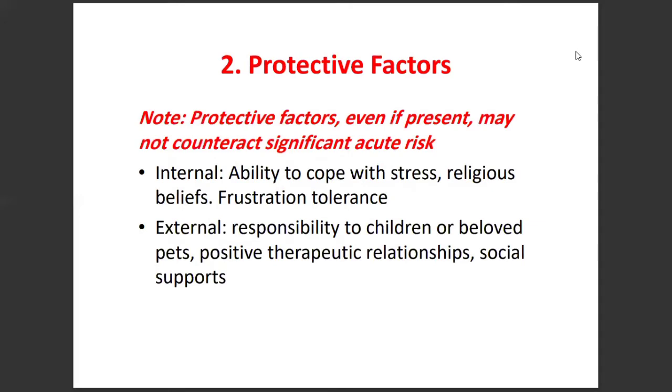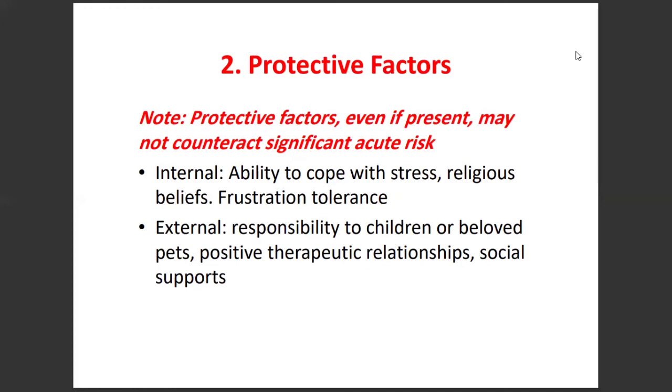Protective factors, there are two types, internal or external. Internal means the ability to cope with stress, such as religious beliefs and tolerance to frustration. It is the patient's innate ability to cope with stress, or the patient's coping mechanisms. External is the responsibility. Examples of this are responsibility to children or beloved pets, positive therapeutic relationships, and social supports.